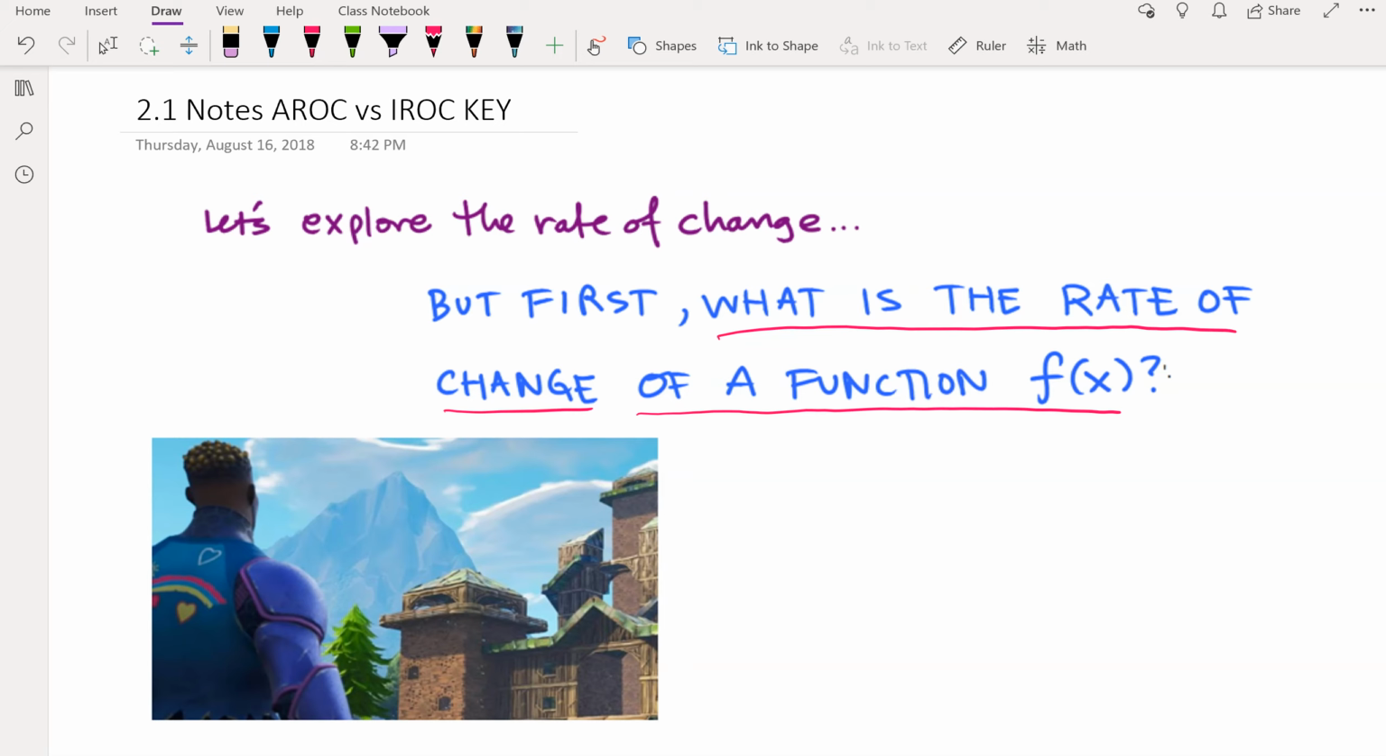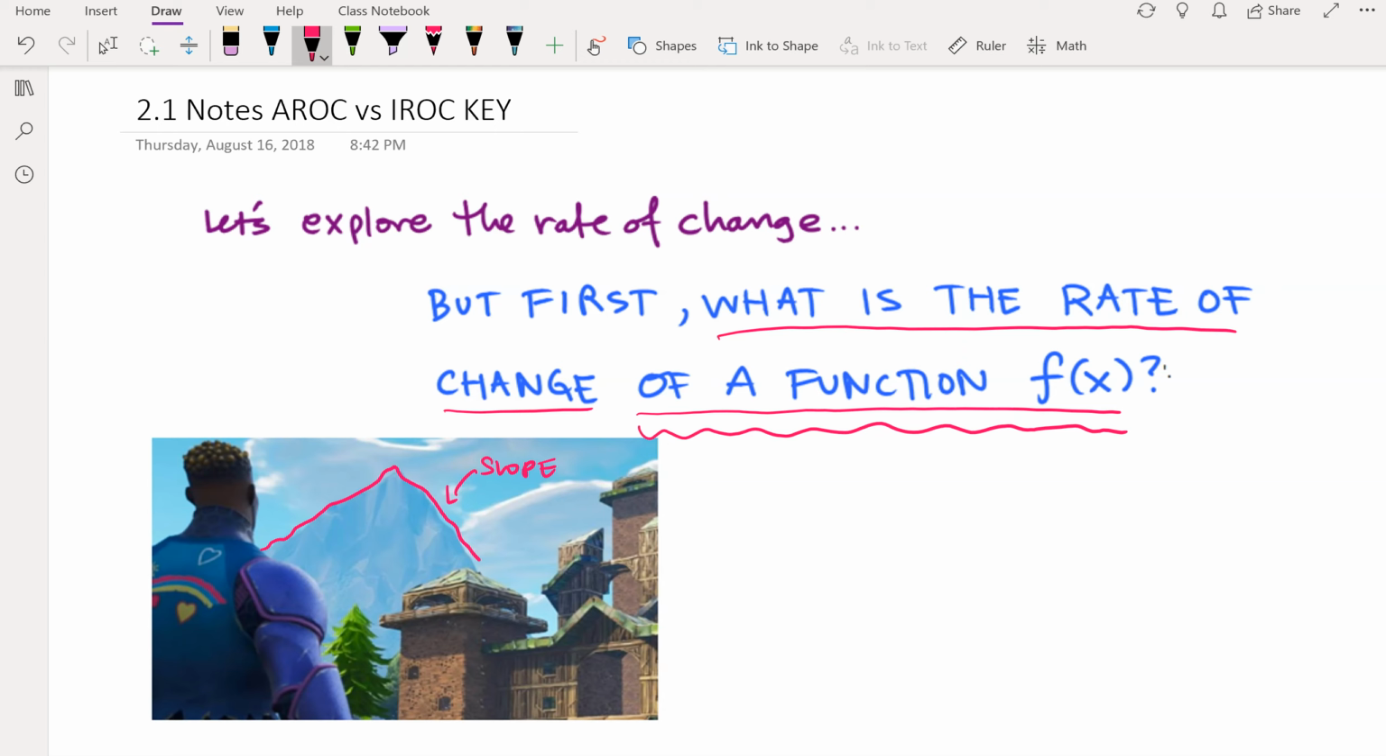But this is a picture of Fortnite, and why do I have a picture of Fortnite in here? Because this little mountain right here kind of reminds me of slope. You could think of mountains being called the slopes. So a visual of slope is potentially a mountain. And the definition of the average rate of change, we're talking about average rate of change. Average rate of change is slope. So rate of change is slope.